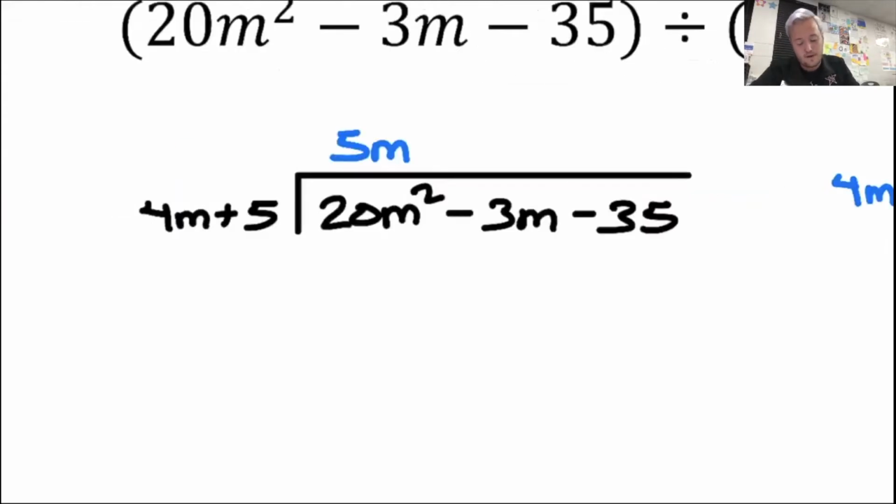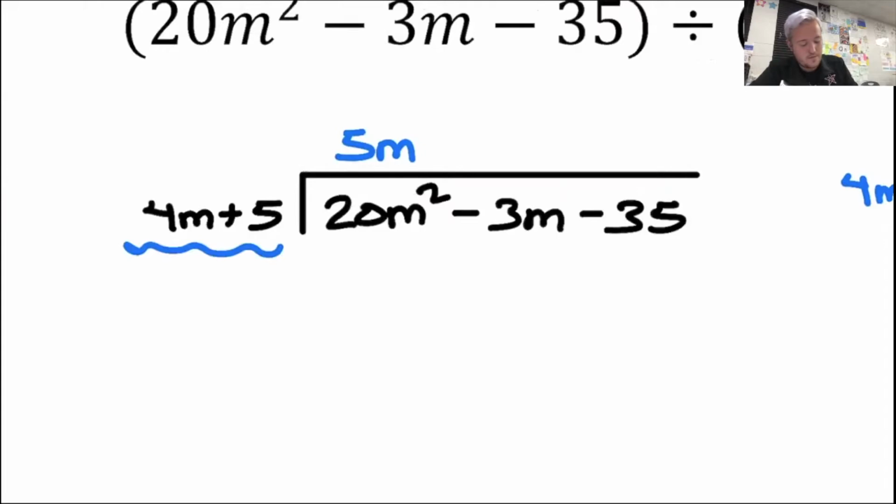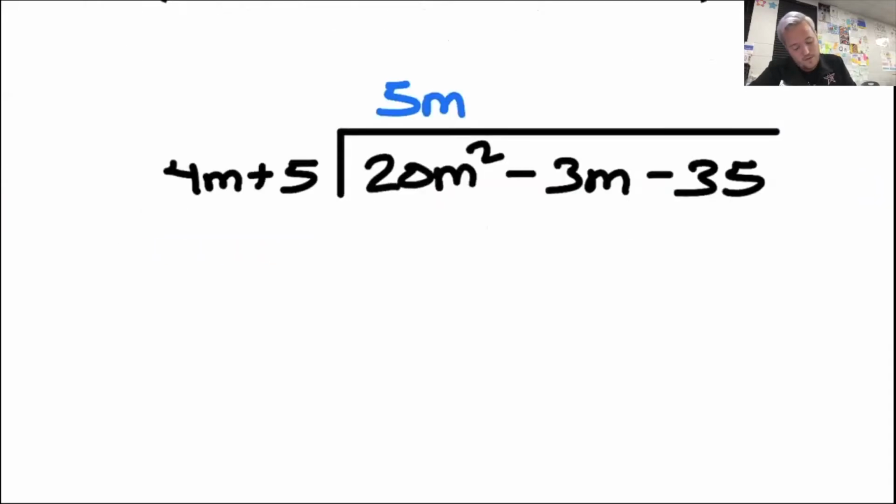Now I'm going to take that 5m and multiply it times 4m plus 5 to write underneath. So 5m times 4m gives me 20m squared, and then 5m times 5 gives me 25m.